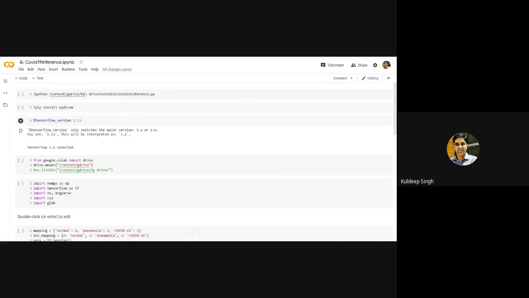So I think you can see the Python script here on Google Colab. This is a Python script which has been developed by our team. Can you see that?